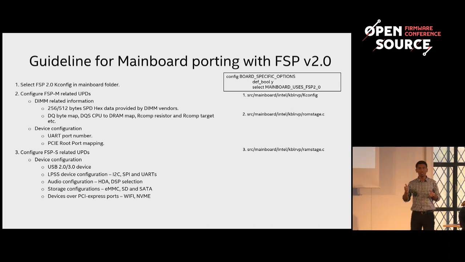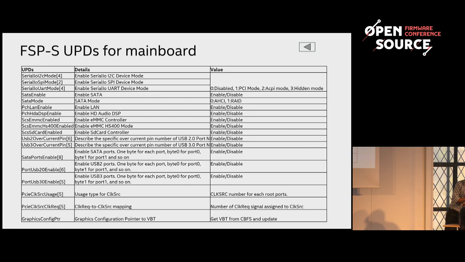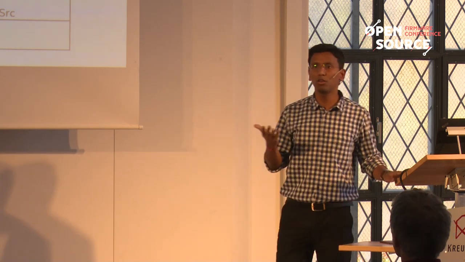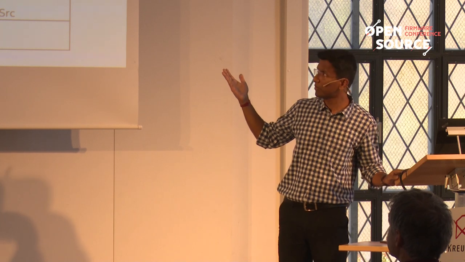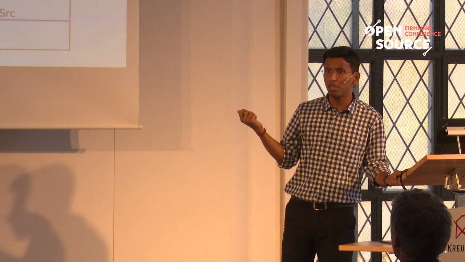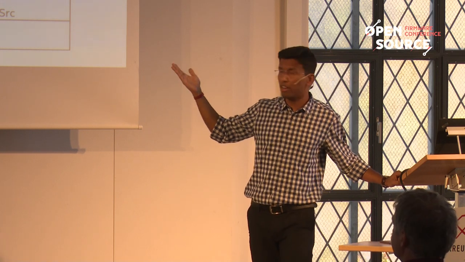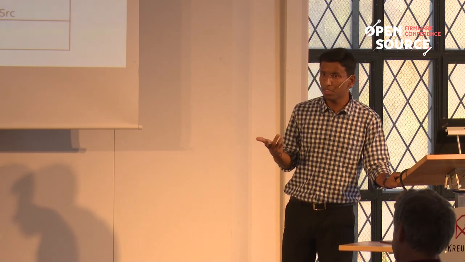And also your configuration for Wi-Fi or BT, and your storage. You may not have SATA. For example, let me go to the most used UPDs. These are widely used UPDs for mainboard-to-mainboard porting. Take a look at SATA enable. If you do not have SATA in your final design, you don't need to set that UPD. For example, the PCH LAN: if you don't want your onboard LAN, you just go and disable that. Or if you want to have eMMC enabled with HS400, you just need to enable those UPDs, and it does all the eMMC tuning parameters on its own, right?